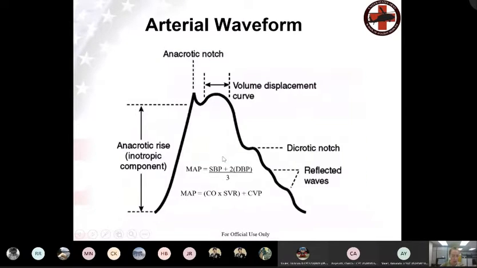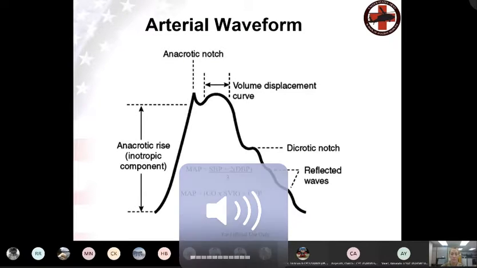So when we talk about this, here's another example of what those arterial waveforms look like. This is a different look at the waveform, but I have it here because I want to talk to you a little bit about calculating a MAP. You'll see here that MAP is equal to systolic blood pressure plus 2 times the diastolic blood pressure, divided by 3. Major Rose, can you tell me which part of the cardiac cycle the heart spends the most time in?